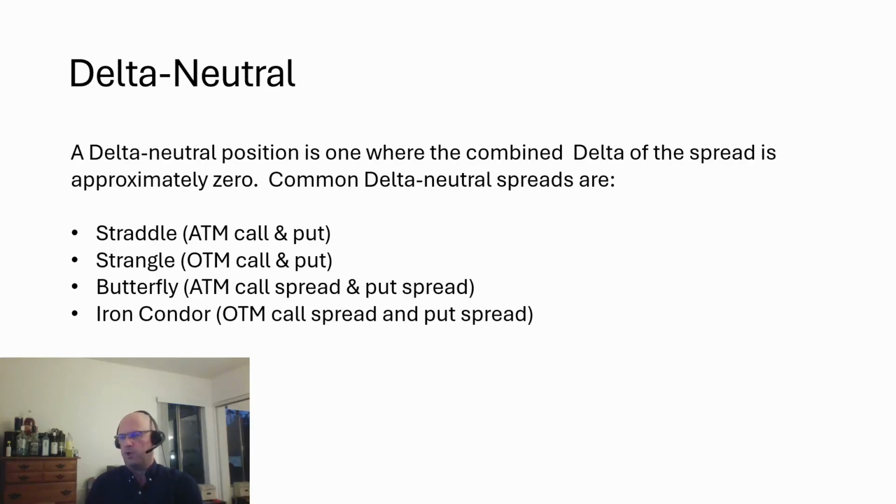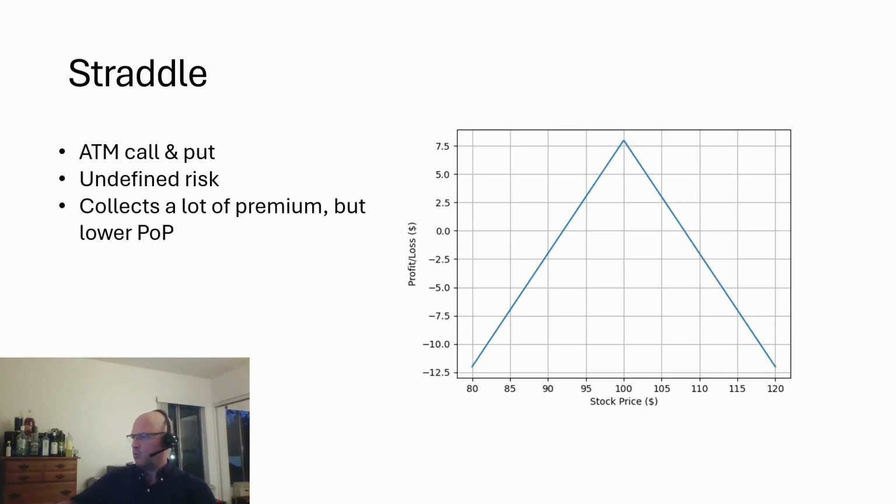So the classic butterfly is selling an at-the-money call spread and an at-the-money put spread. So it's very similar in concept to the straddle, but it's a defined risk trade. Likewise, the iron condor is selling an out-of-the-money call spread and an out-of-the-money put spread. So let's start with the straddle.